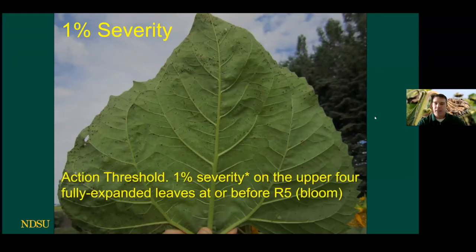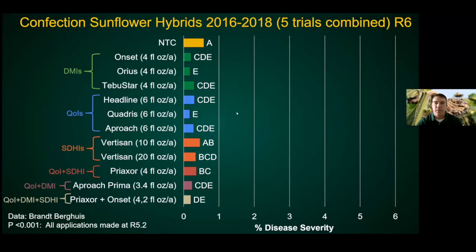So again, that action threshold, 1% severity on the upper 4 fully expanded leaves at or before bloom, R5, with an asterisk. So in the last couple of years of trials, and I'm going to show you some data from 2016 to 18 that one of my graduate students did, we didn't even get to that threshold, and we had yield loss in some of the confections.